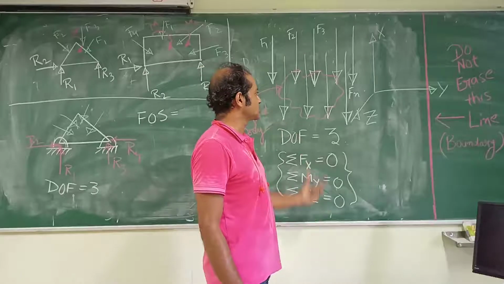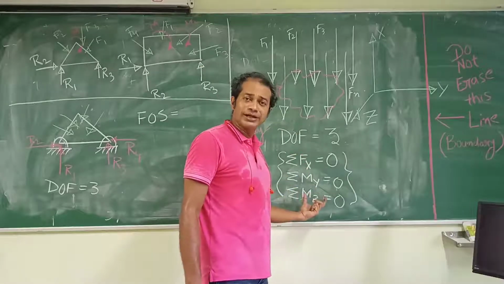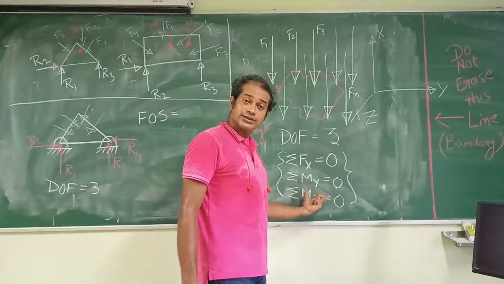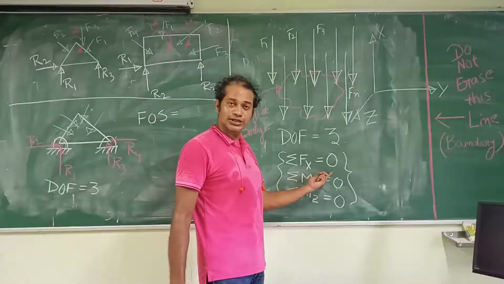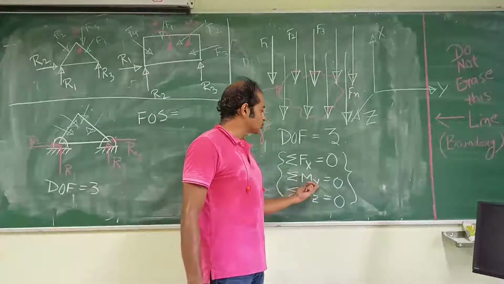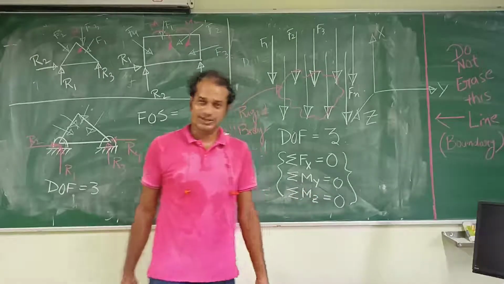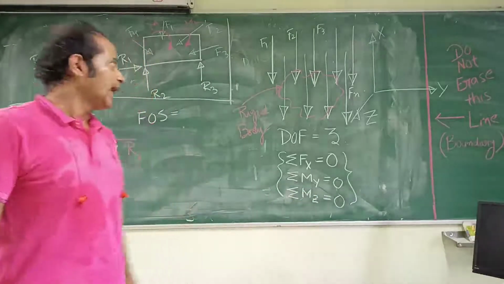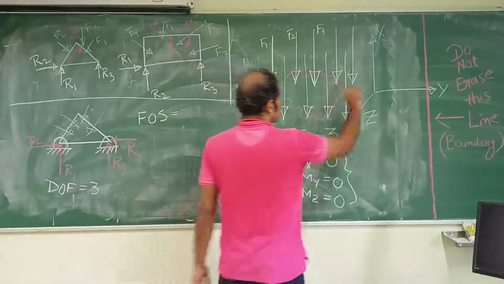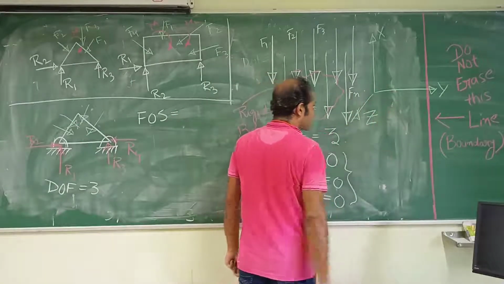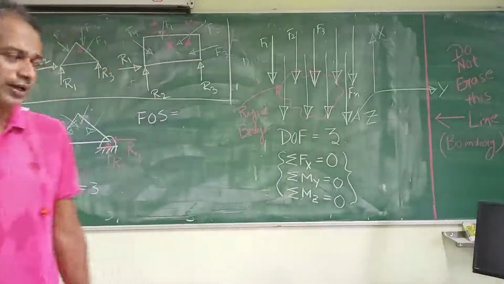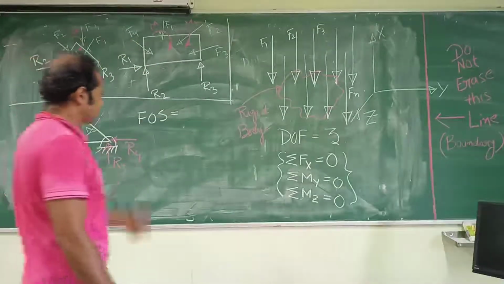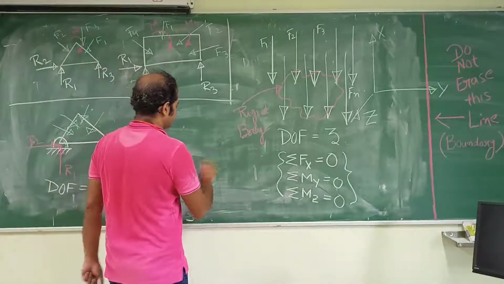For the parallel force system, the motions we have identified, you have 3 possible motions: translation motion along x, rotation motion about y, and rotation motion about z. Rotation motion about x is not possible, translation along y is not possible, translation along z is not possible. Okay? Now think about your chair.